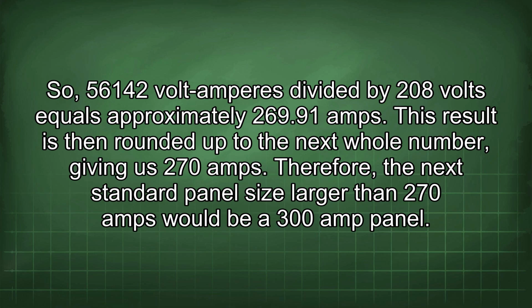So 56,142 volt-amperes divided by 208 volts equals approximately 269.91 amps. This result is then rounded up to the next whole number, giving us 270 amps. Therefore, the next standard panel size larger than 270 amps would be a 300 amp panel.